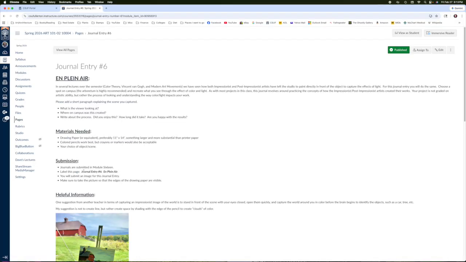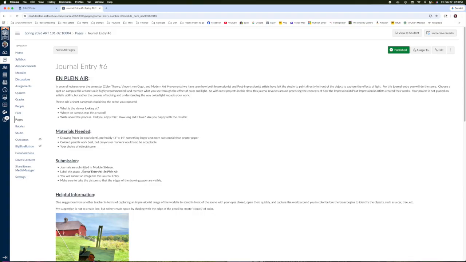The journals here deal with Impressionism. And we've seen several lectures over this semester that talk about plein air painting. This is painting outside in the open air. We're going to do something similar with colored pencils. So just take a drawing paper, turn it in landscape mode, so the wider side is left to right. And then all you have to do is go outside, preferably on campus.